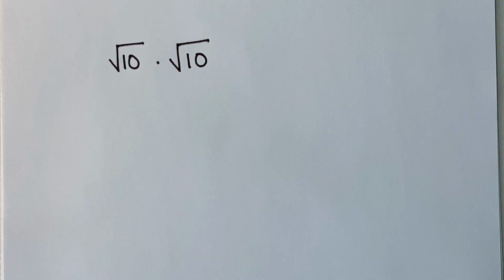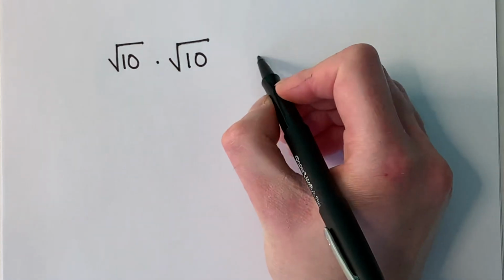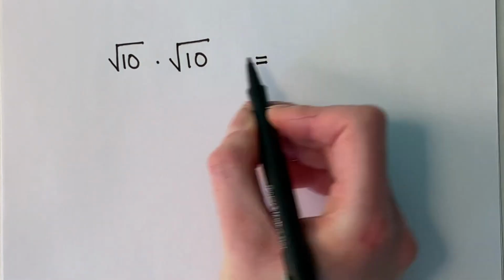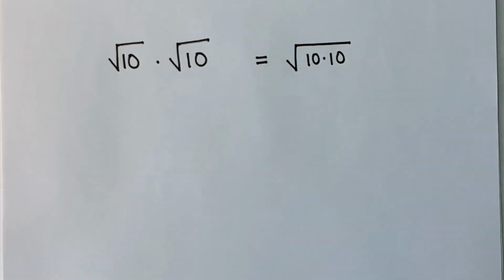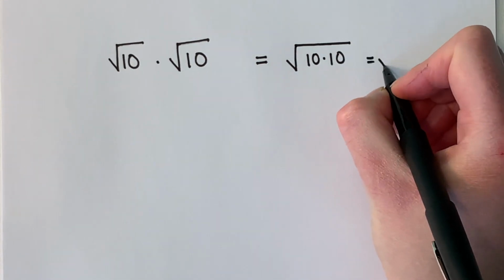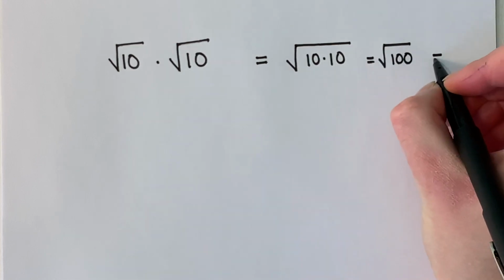When we're multiplying radicals, we can always use the product property of radicals, which says as long as you're multiplying two radicals with the same index, you can combine that multiplication underneath one radical symbol, like this. And this would simplify to the square root of 100, which would simplify to 10.